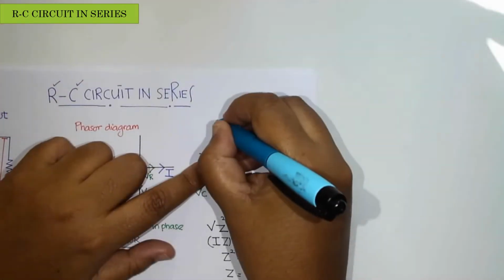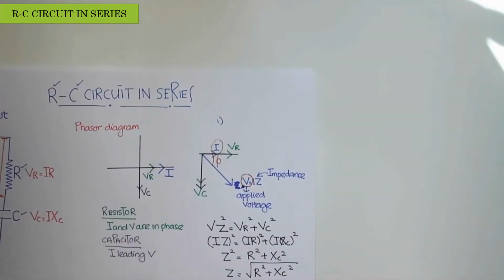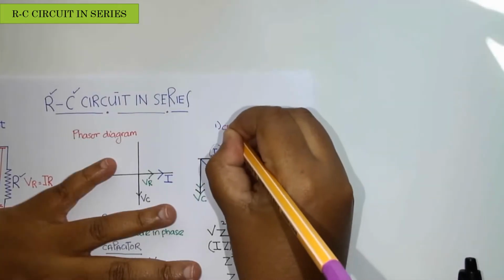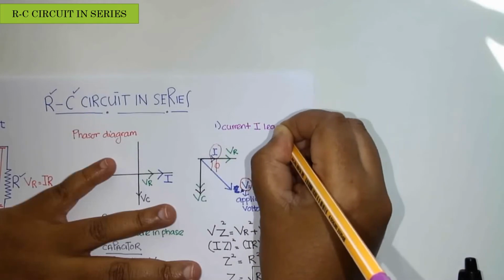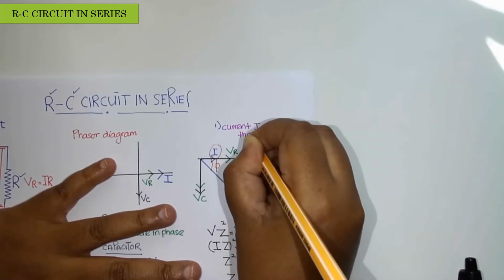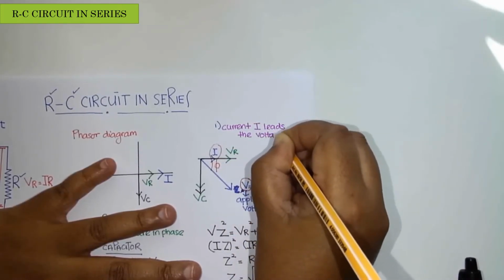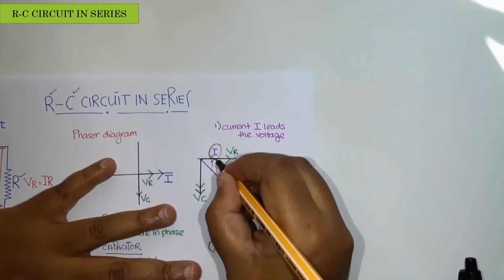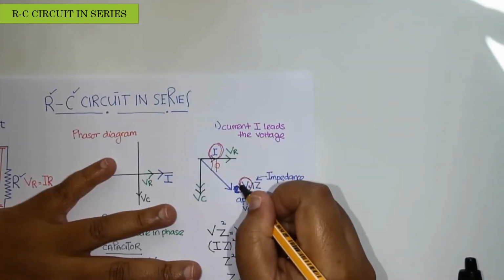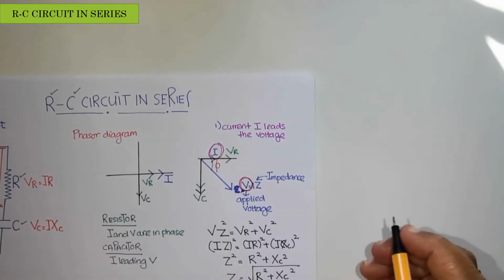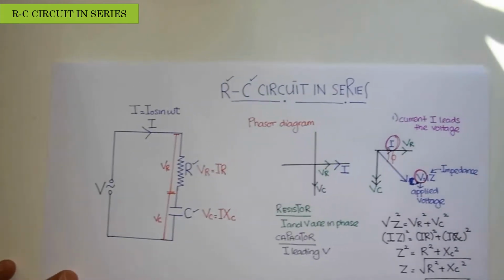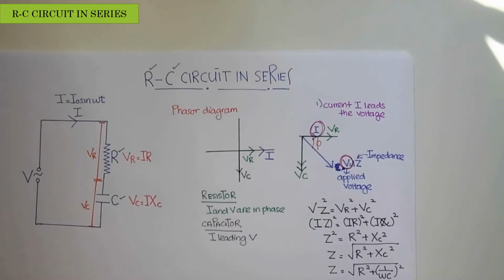We realize that number one, which is very important, the current I leads the voltage. What voltage? Applied voltage. Okay. Alright. V, applied voltage V. Okay. So that is RC circuits in series.